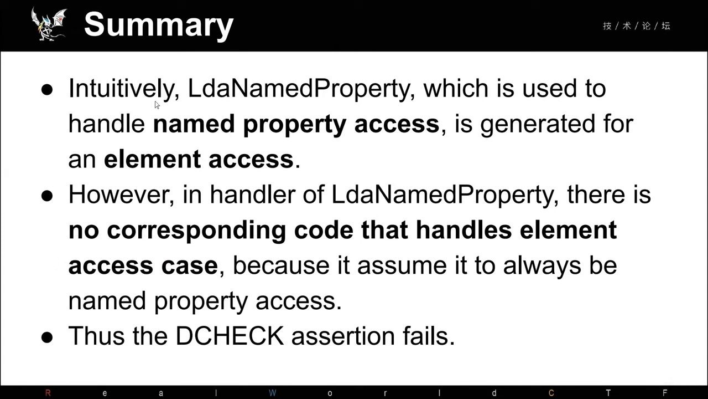So in summary, intuitively, the LdaNamedProperty, which is used to handle named property access, is generated for an element access. However, in the handler of LdaNamedProperty, there is no corresponding code that handles the element access case, because it assumes it to always be a named property access. So such a debug check assertion fails.